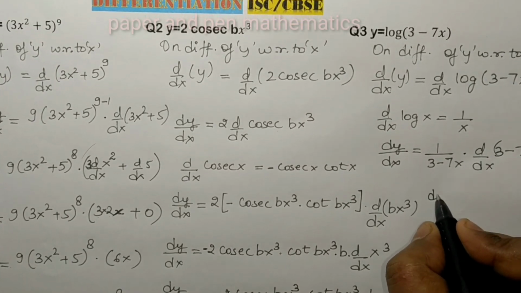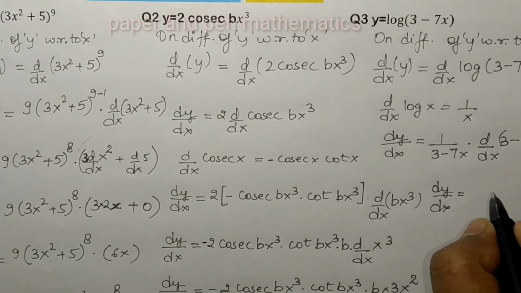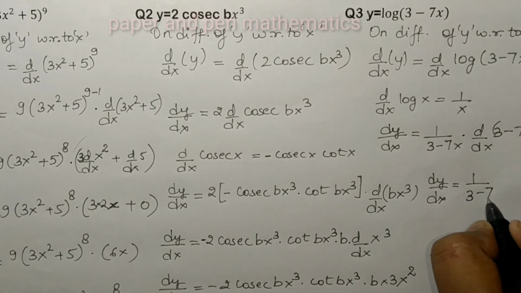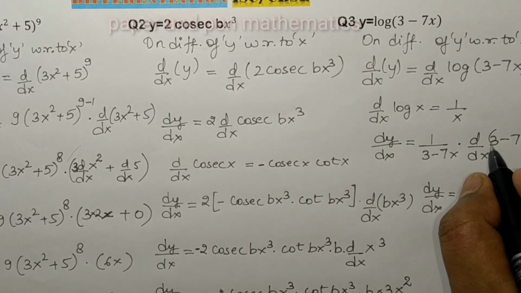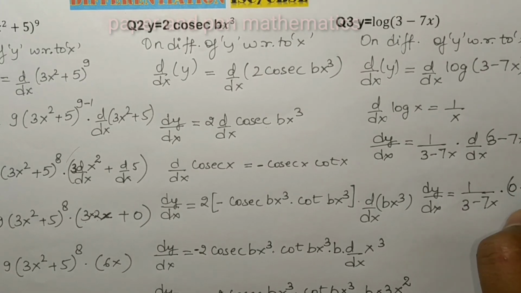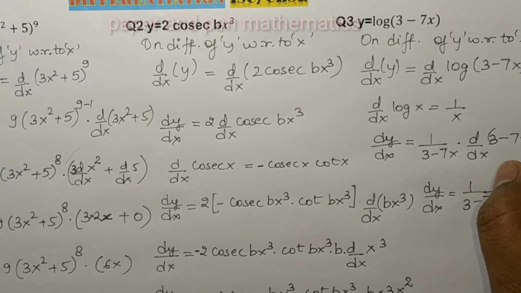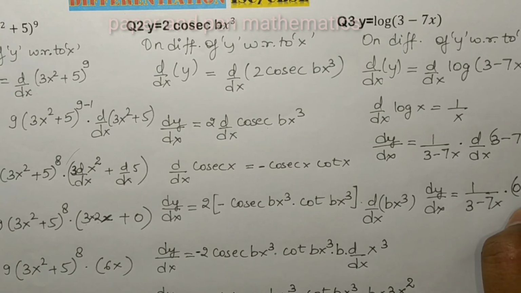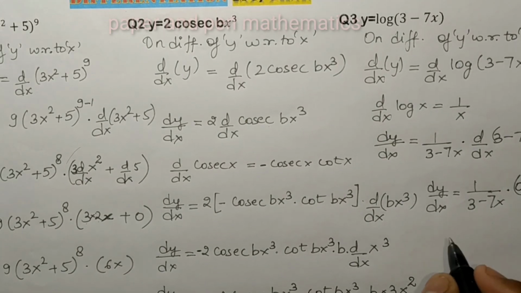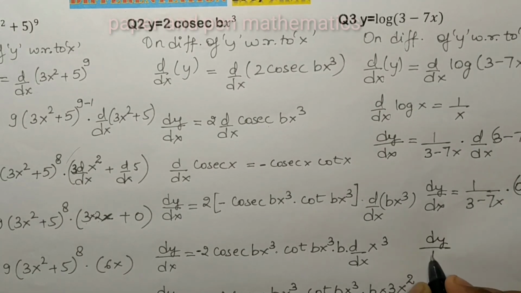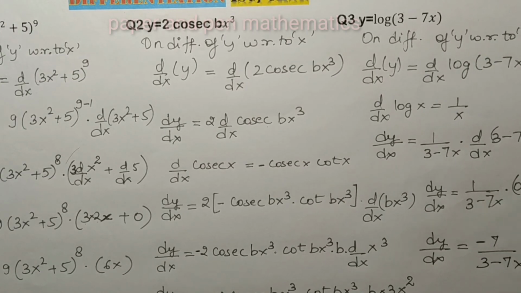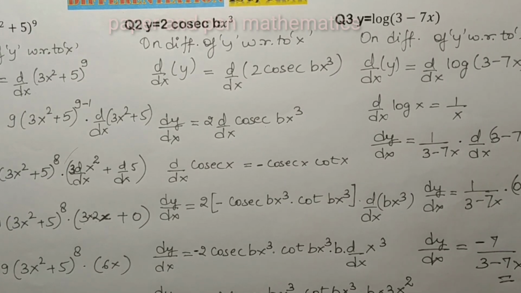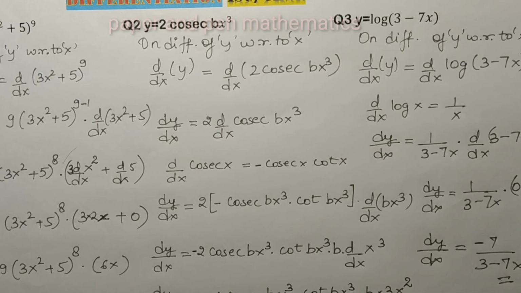Okay, so dy by dx is equal to 1 upon 3 minus 7x dot. Now 3 is a constant and differentiation of a constant is 0, minus differentiation of x will be 1. So we have got only minus 7. So dy by dx is equal to minus 7 whole divided by 3 minus 7x as an answer. So students, I hope you all have understood the concept.